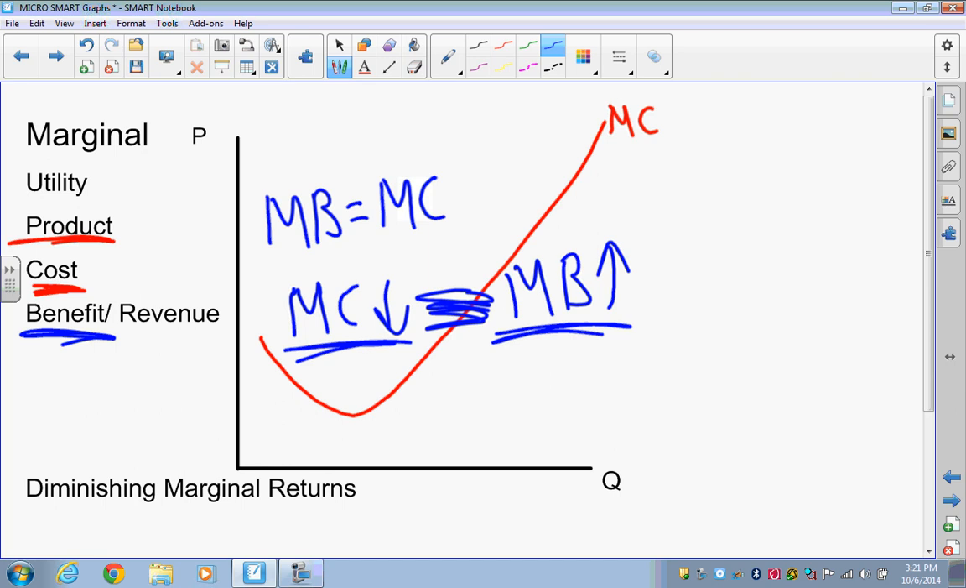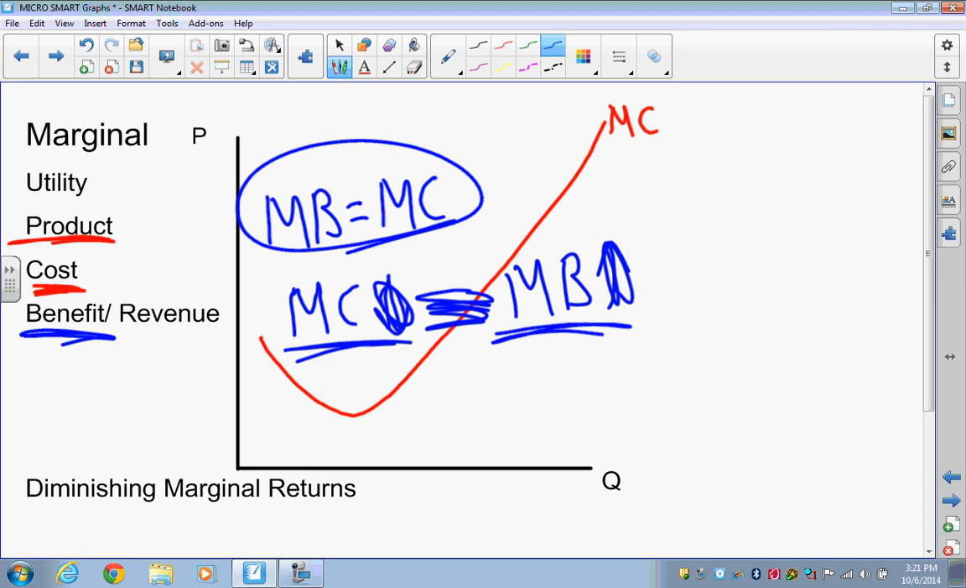Because if our cost is lower and our benefit's greater, we're getting surplus. And we'll keep doing it until this and this gets to right here. Marginal cost equals marginal benefit. That's when we decide to stop doing something. Because would you ever pay an extra $3 to get an extra $2 of benefit? No, that wouldn't make sense. So you would stop doing that right there. All right?